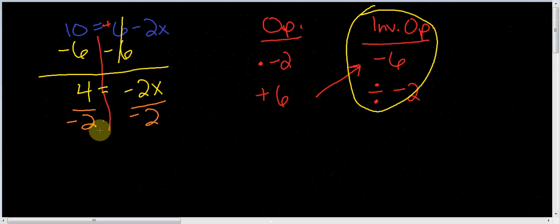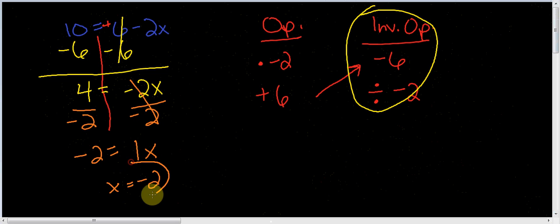On the left, I have 4 divided by negative 2 is negative 2. On the right, negative 2 over negative 2 is 1. So I'm left with 1x. And that gives me my answer of x is equal to negative 2. I'm going to check it.